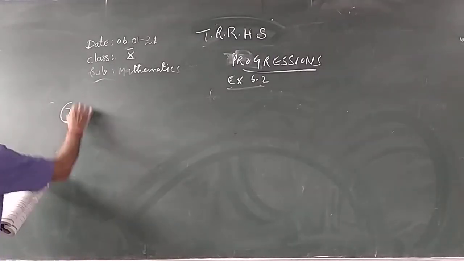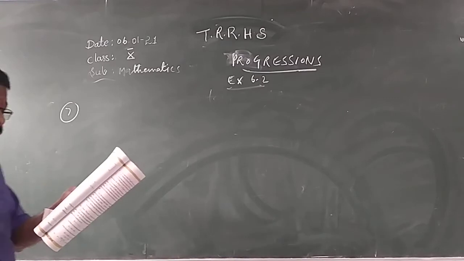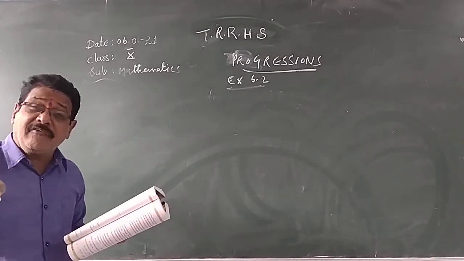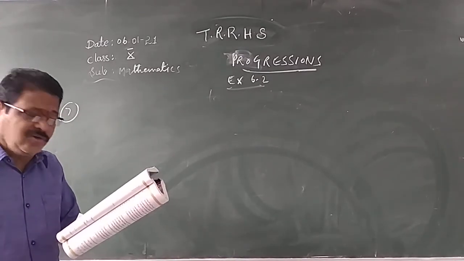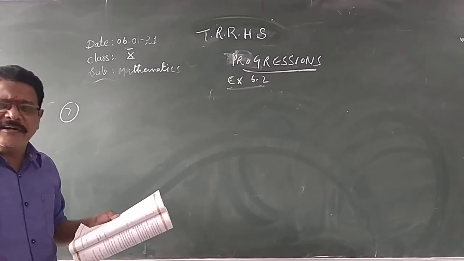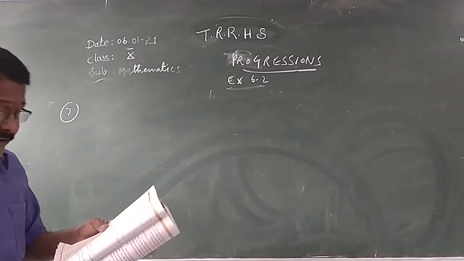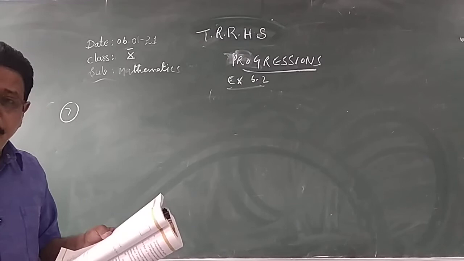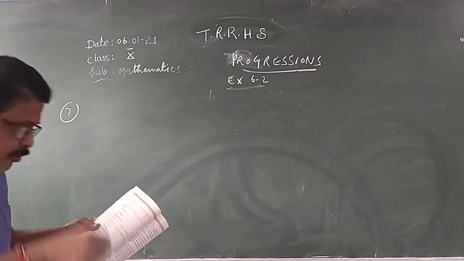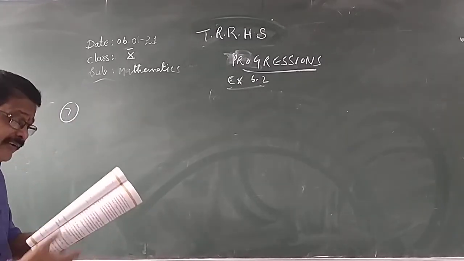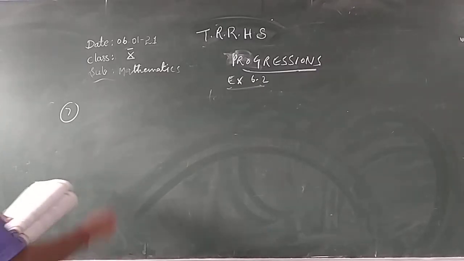Very easy, this is also. Find the 31st term of the AP. What is the 31st term of an AP? A plus 30d. Okay, that you know. How you got it: n is equal to 31, substitute it in the nth term formula, you will get it. The 31st term of the AP is a plus 30d. Given that the 11th term is 38 and the 16th term is 73.